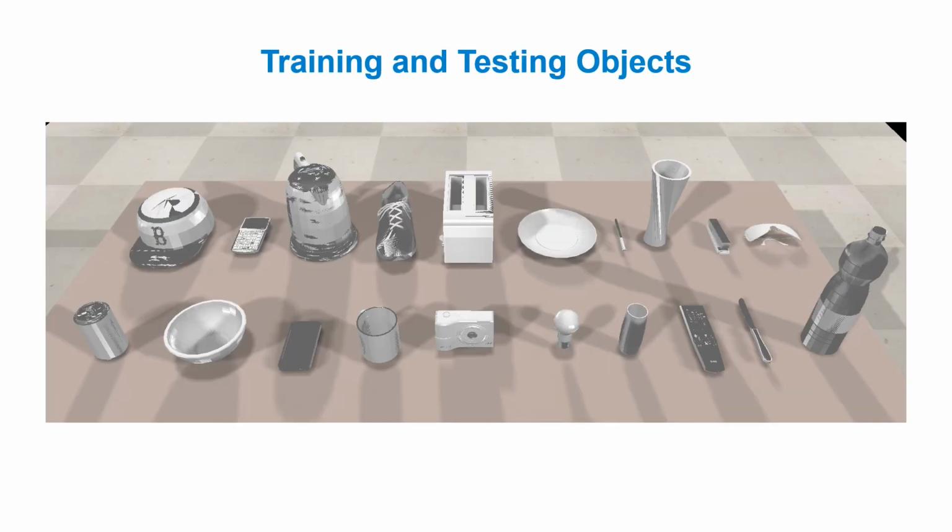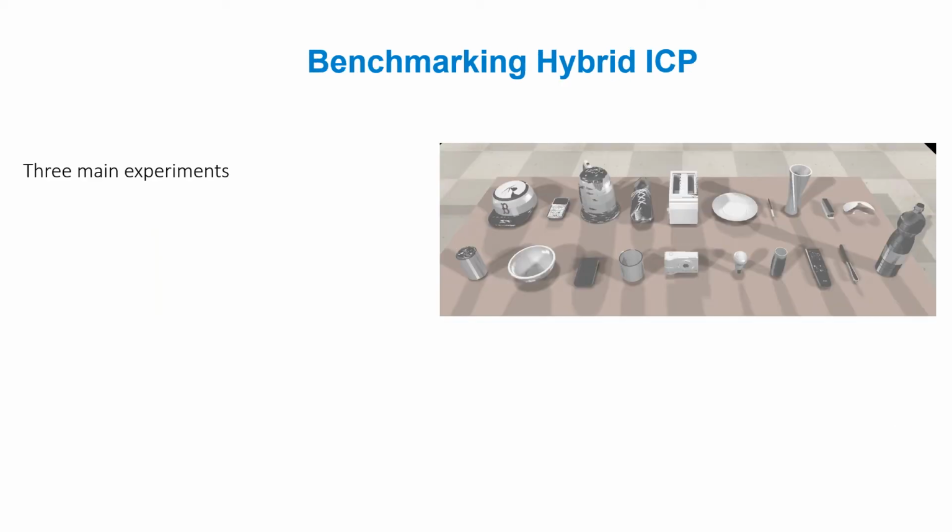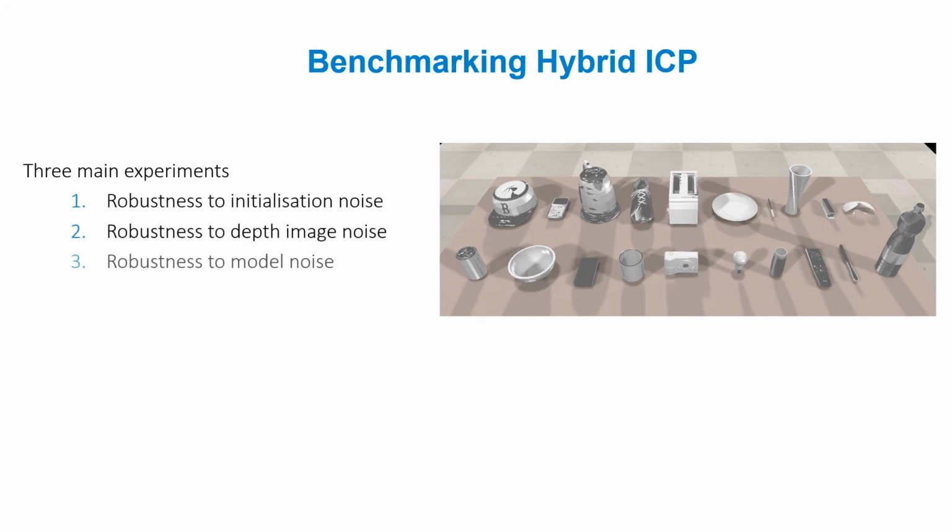We consider the 20 shown objects in our simulation experiments. We use the top 10 objects to tune the hyperparameter used by dynamic switching and use the remaining 10 objects for evaluation. We benchmark hybrid ICP against other ICP variants in 3 different experiments. The first investigates hybrid ICP's robustness to initialization noise, the second to noise in depth images, and the last to noise in object models. We have found that hybrid ICP is significantly more robust than the baselines.